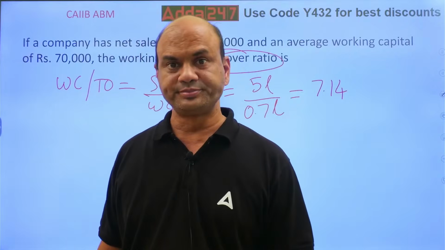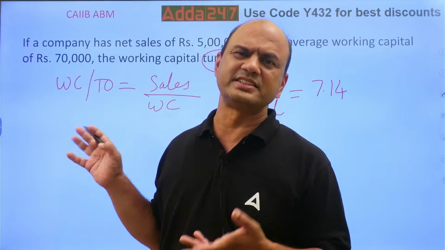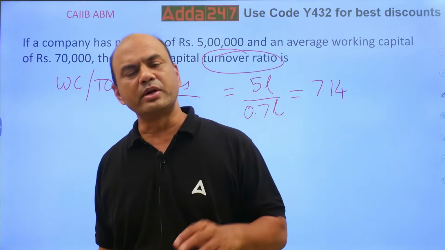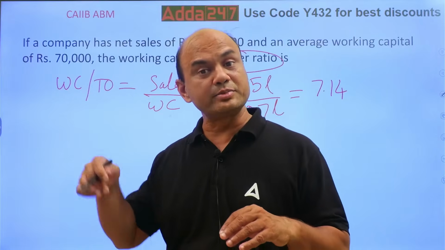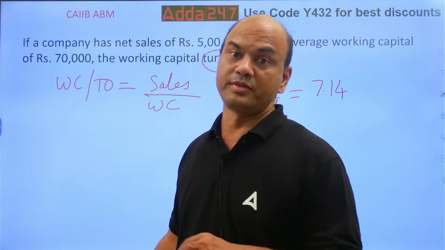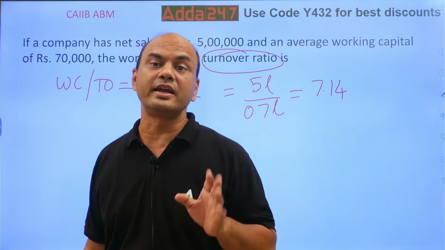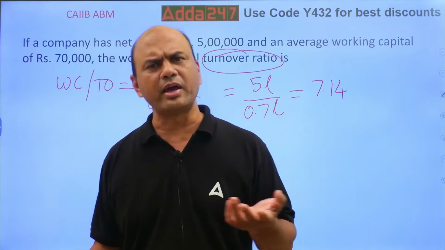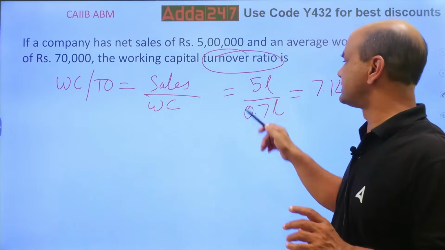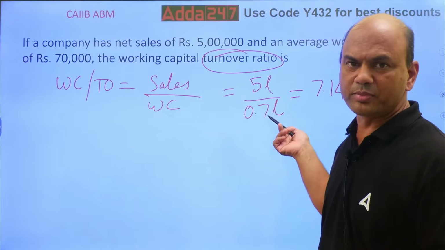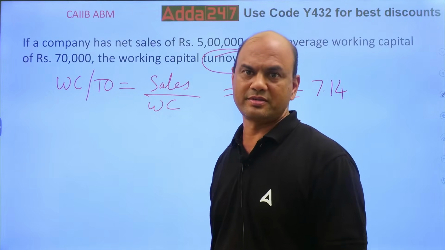What does it mean? It means that in my total sale of 5 lakhs, for the year or month, whatever we say, I can have this many cycles of my working capital. Understand, not only the answer is important, understanding is important. It means that I am having a huge profit margin. Sale is 5 lakhs and my working capital is only 0.7 lakhs. So I am having a huge profit margin in the product, isn't it?